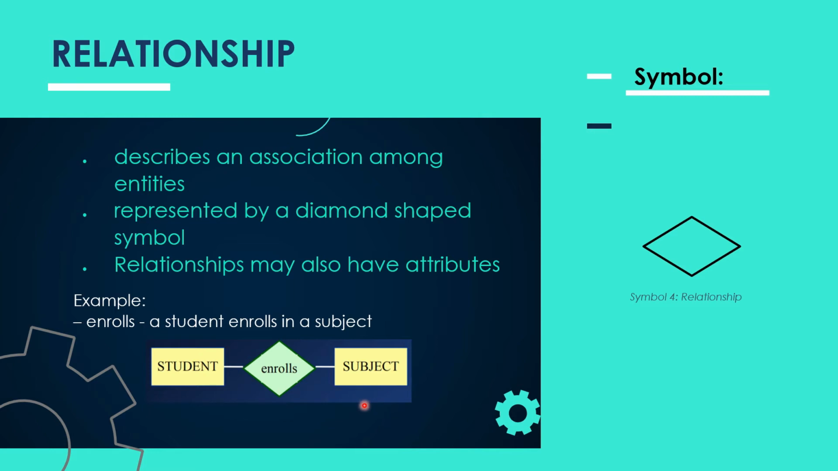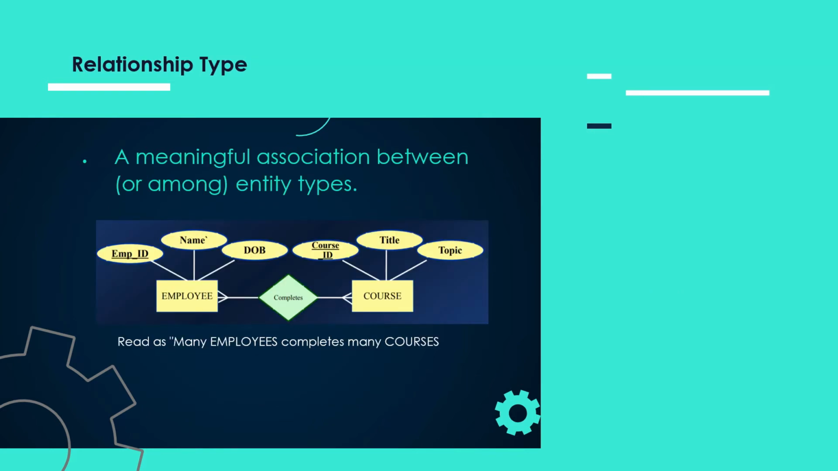You can identify that the verb is the relationship and the nouns in a business rule are the entities. We have learned that a relationship is a meaningful association between or among entity types. In this ERD example, an employee completes a course. An employee has a unique attribute called employee ID, so this is the primary key. It also has the attributes name and date of birth.